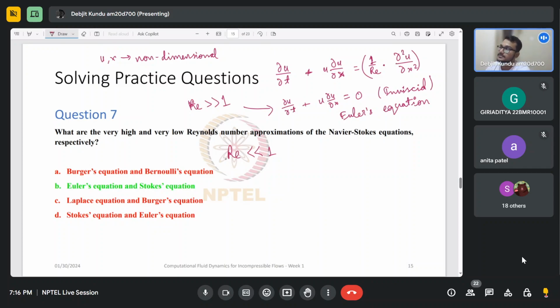So in that case, this inertial term u dou u dou x can be ignored, because this is a nonlinear term as well. Reynolds number being very low means that the inertial forces, that is rho u squared, are very low as compared to the viscous forces.